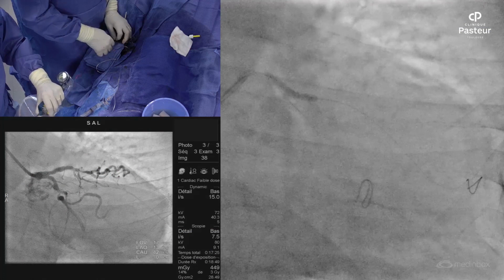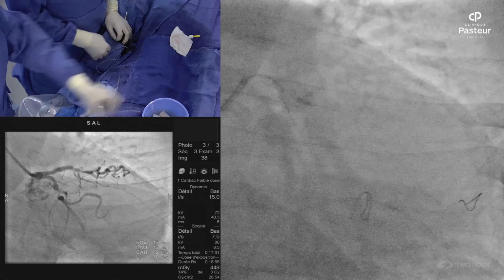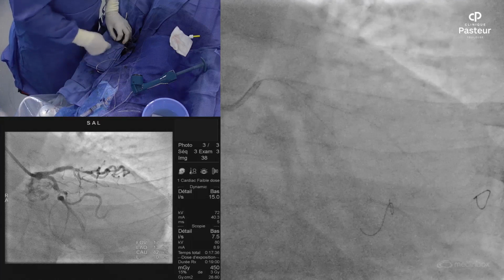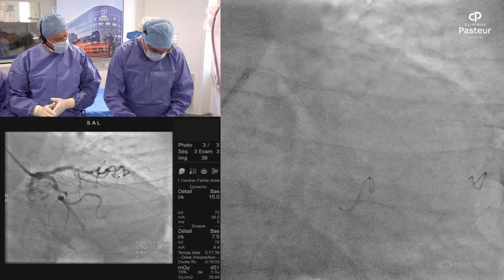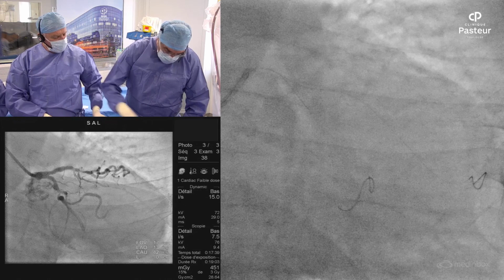The vessel is straightened by the wire, and c'est bon. And now we will try again to advance the stent. The next step, because we advanced the wire more distally, we straighten a little bit the curve, and maybe we can be successful to advance the stent. We will see. If not, we will use the guide liner.